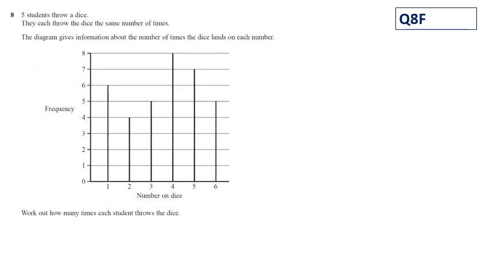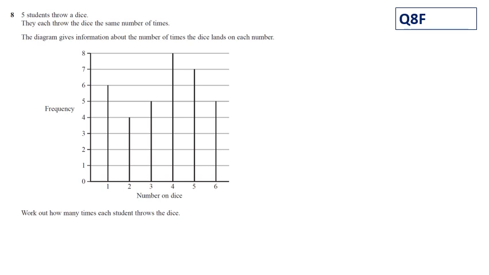Question 8. 5 students throw a dice. They each throw the dice the same number of times. The diagram gives information about the number of times the dice lands on each number. Work out how many times each student throws the dice.